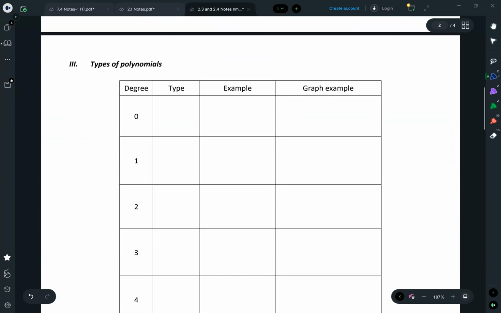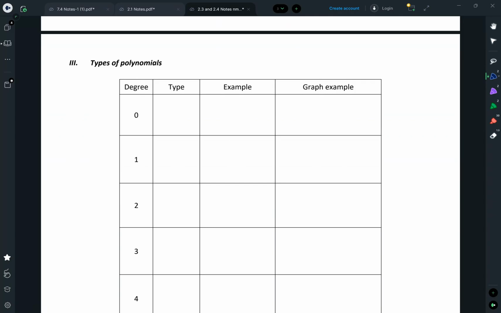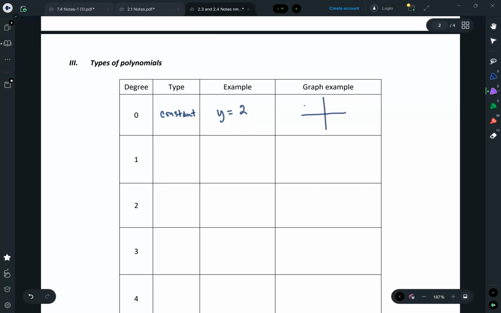Okay, types of polynomials. If we have something that's 0 power, that means we have a constant. Remember, if we talk about x being to the 0 power, that's just 1. It means there's no x at all. So that's going to be like y equals 2, right? There's no x with the 2. I'm just going to do a quick graph example. There's my x and y axes. My graph of y equals 2 would be something like that.